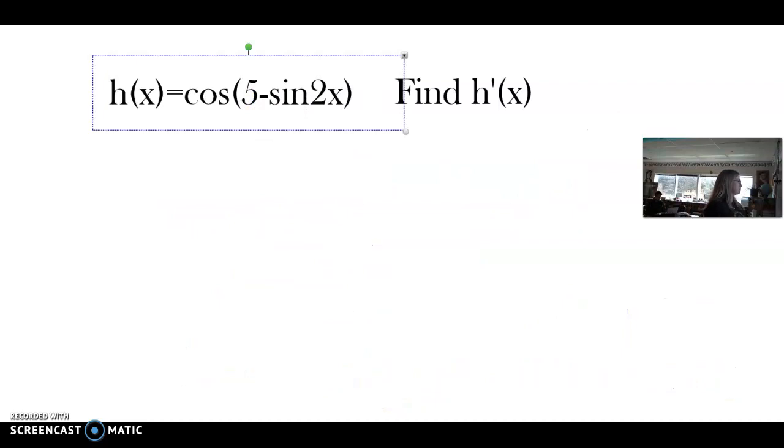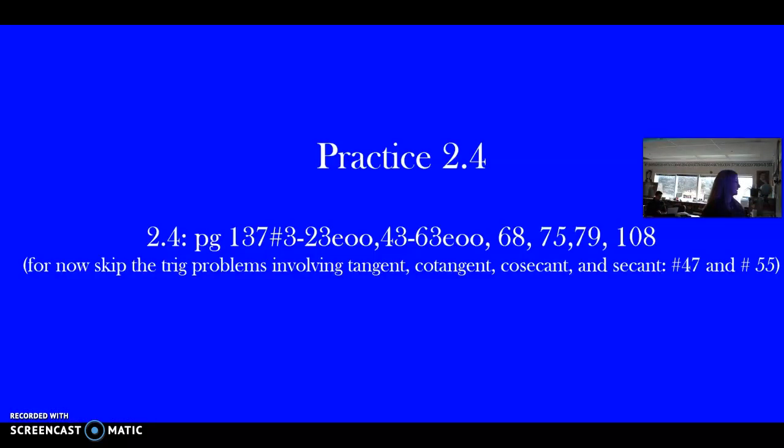And then I'm going to skip this for now. This is the assignment that I want you guys to be working on in 2-4. And you can skip any problems. There's only 2 of them, 47 and 55, that involve tangent. And I think one of them is cosecant, and we haven't done that yet. So 3 through 23, every other odd. 43 through 63, every other odd. 68, 75, 79, and 81.